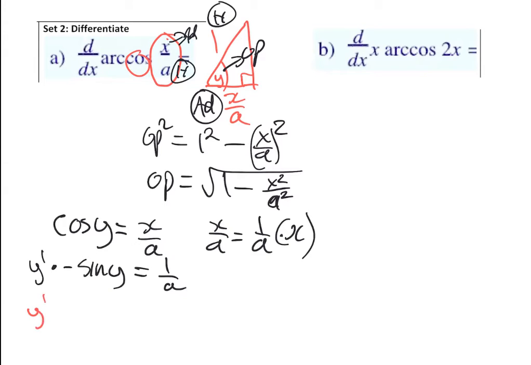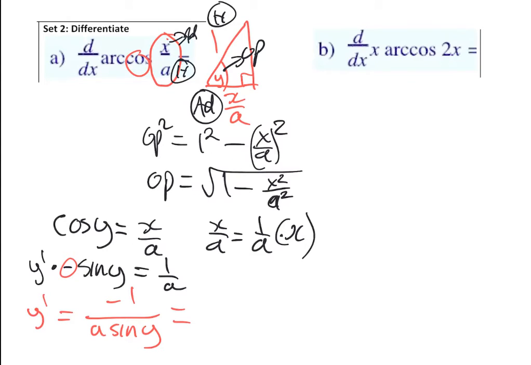So y prime is going to equal, and the negative there, I can put the negative on the top or the bottom. The convention is that I put that negative on the top. So it's going to become negative 1 over a sine y. But folks, what is sine y worth? Go back to your triangle. Sine is opposite divided by 1. Well, what's the opposite? Opposite is that right there. Okay, the opposite is 1. So opposite divided by 1, so it's just opposite. So 1 minus x squared over a squared, all under the square root sign.